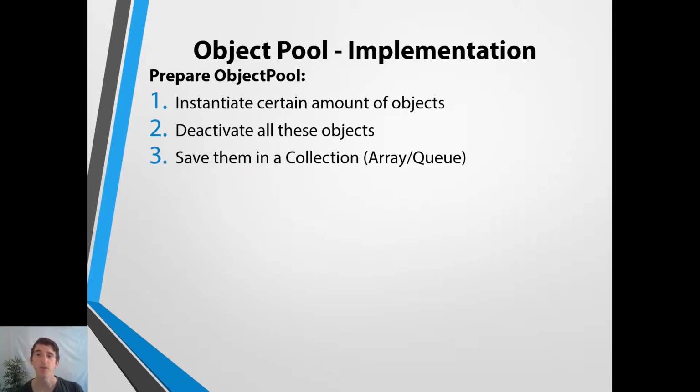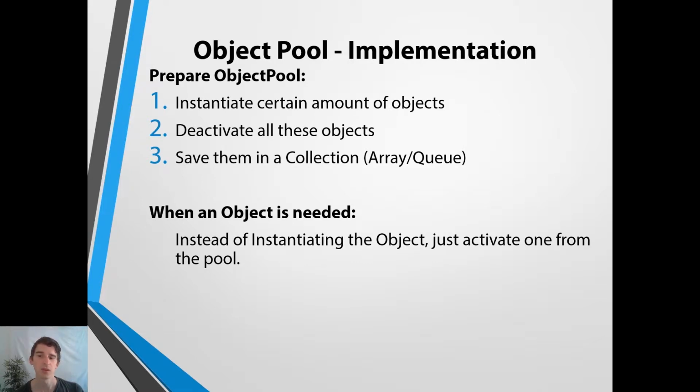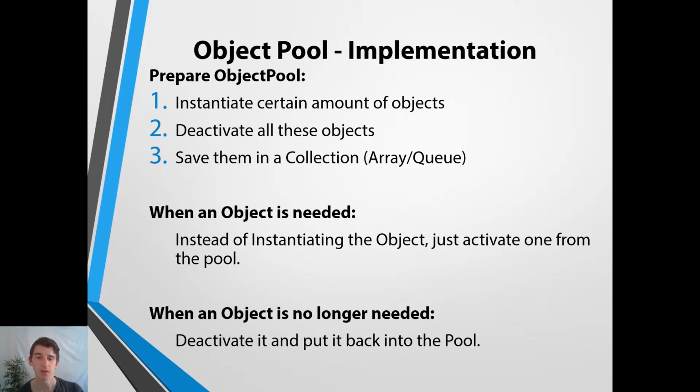And after that, we save them into a collection, like an array or a queue. You could also save them in a list. And once we've done that, it just lies there, okay? And as soon as the object is then needed, instead of instantiating a new one, we just use one of the objects from the pool and we activate it. And when the object is no longer needed, instead of destroying it, we deactivate it and put it back into the pool so that at a later time it can be reused for anything else.